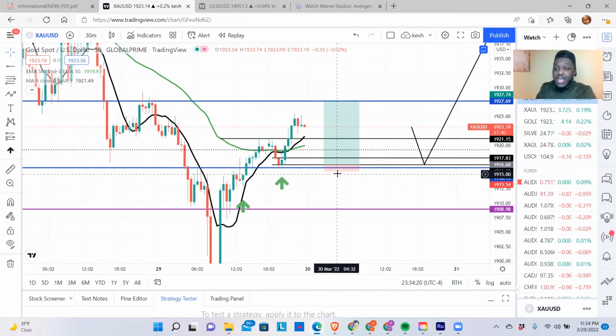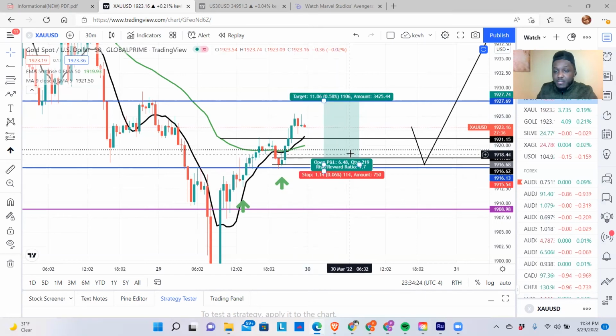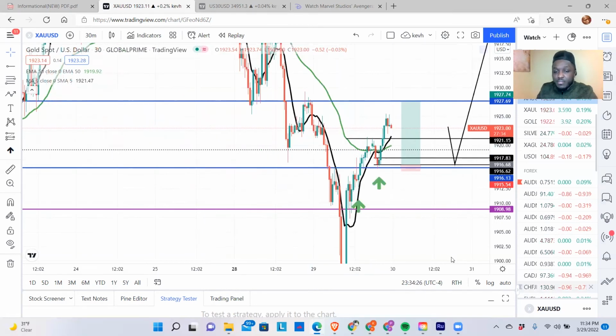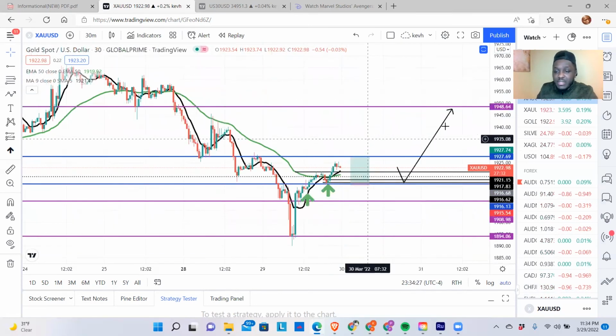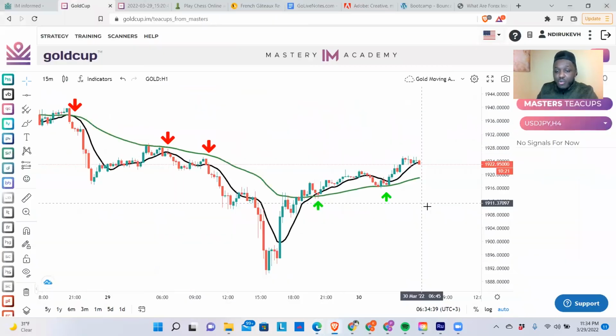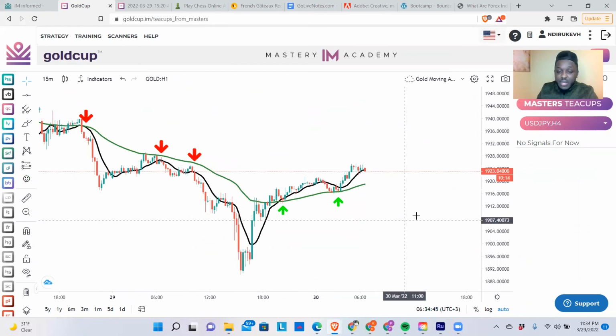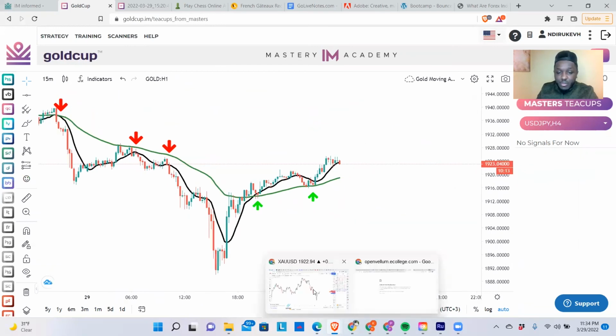Okay, what I am going to do is, because we have already made this analysis here, and our prediction is that we might see this market coming all the way to 1935, 1940, okay, 1950 area. I'm gonna go back to gold cap, which is where I want to mark up my trade so that I can save it, because I can do that on TradingView. So hold up.